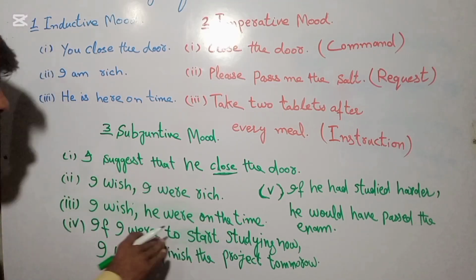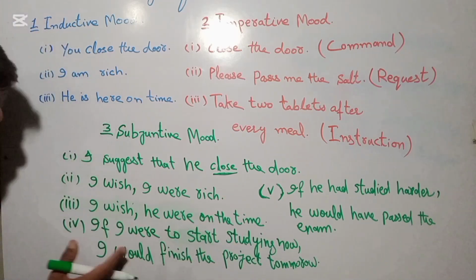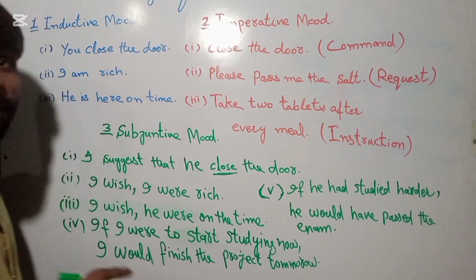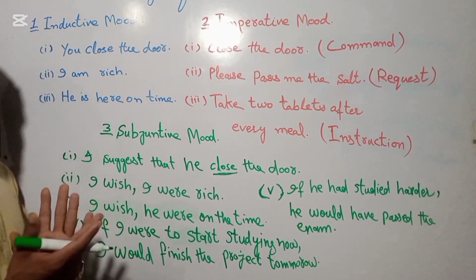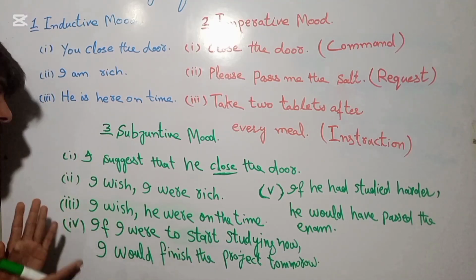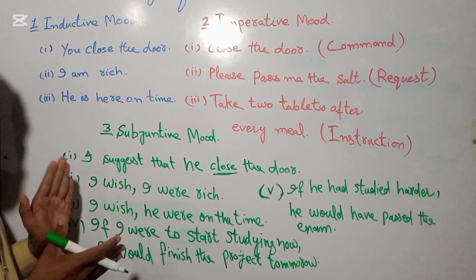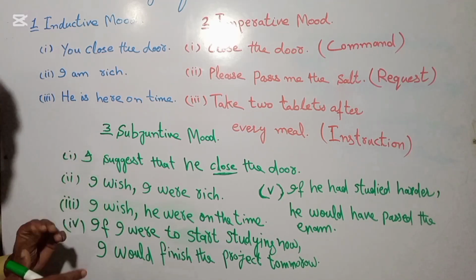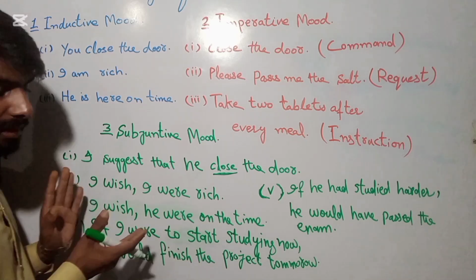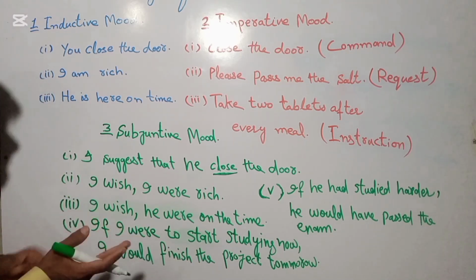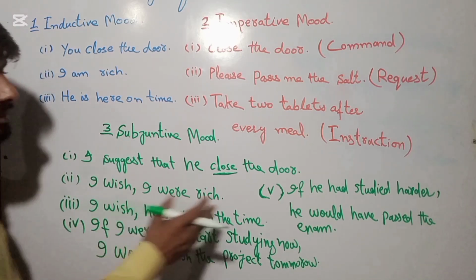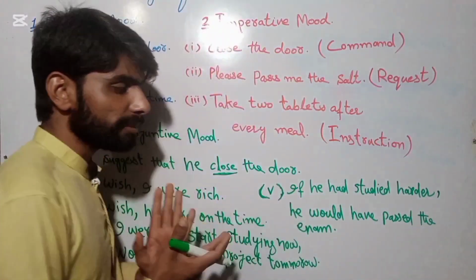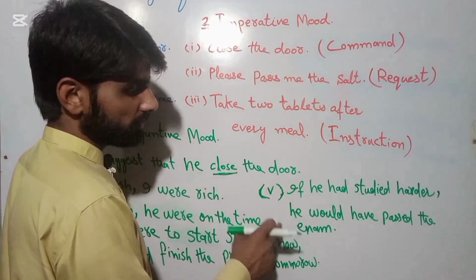Next, if I were to start studying now, अगर मैं अब पढ़ाई start करता हूँ, I would finish the project tomorrow. मैं कल तक अपना प्रोजेक्ट जो है वो खत्म कर लूंगा, right? That means in the subjunctive mood we always talk about a situation that is not really happening, but we are wishing, demanding or supposing, right?